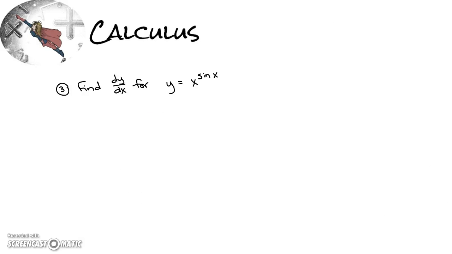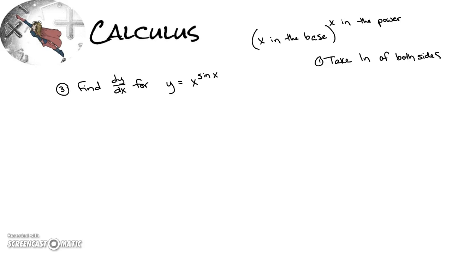All right, and then the final problem I have picked out is a little bit harder. This is the kind where you have x in the base, and it's also raised to an x in the power. And when you have that, you can do what I'm about to show you, which the first step is to take the ln of both sides. And from there, I think it will kind of make sense.